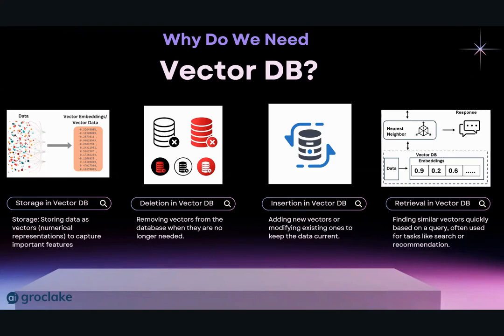Also, when you use Groclake's vector lake for vector conversion, we also provide a tool. You just have to write vector lake dot generate, and it will generate a vector for it. So you generate the embeddings for your data, then you store them in the DB. If you have stored data in a DB, you may want to delete vectors from the database, insert new data, or maybe update that data. And the last process is retrieval.